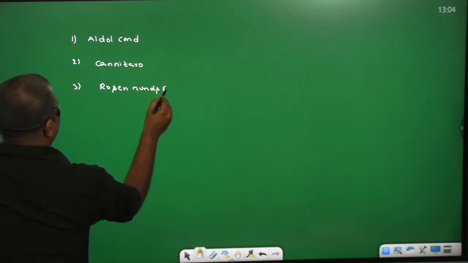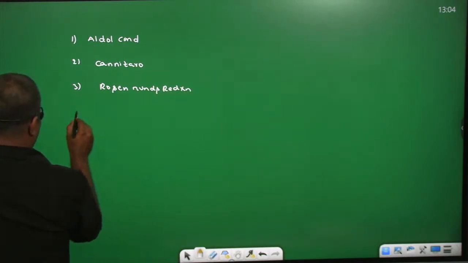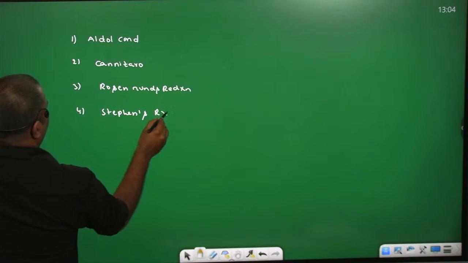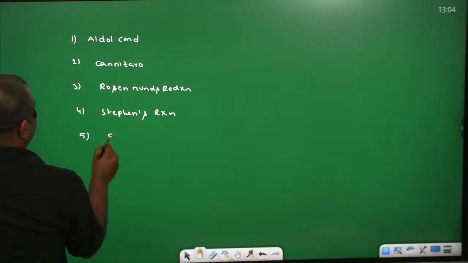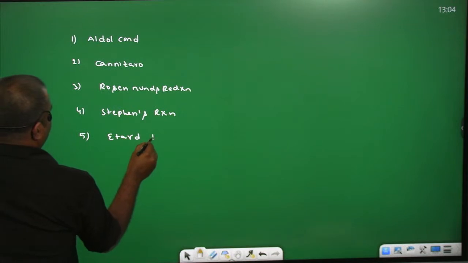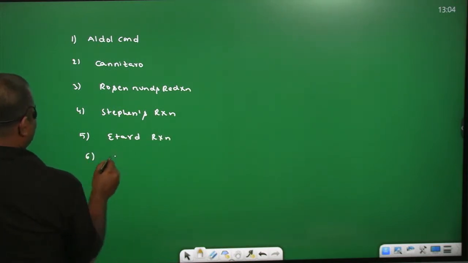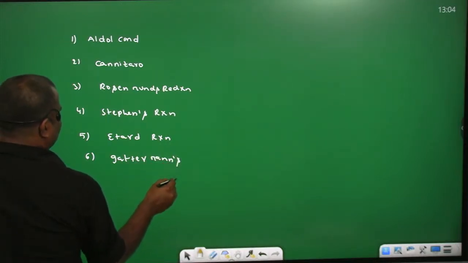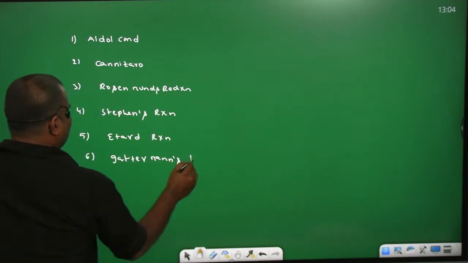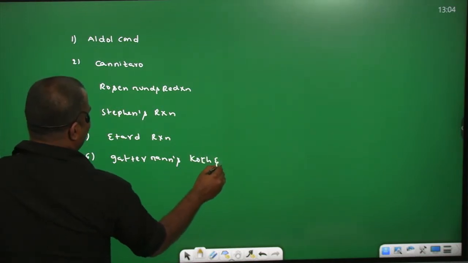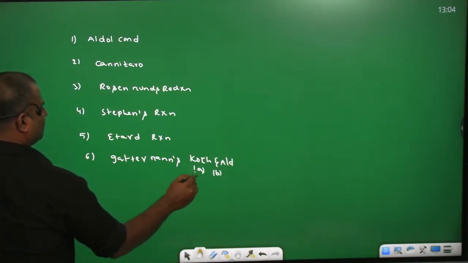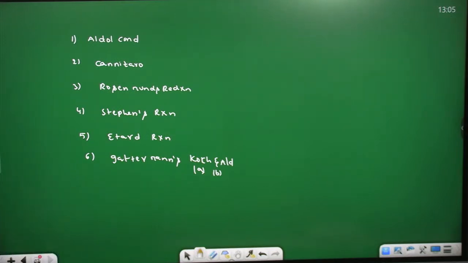Rosenmund reduction. Anything more? Stephen reaction. Anything more? Etard reaction. Yes. Gattermann-Koch reaction and Gattermann aldehyde synthesis, both reactions A and B. Anything more? Those we discussed yesterday.